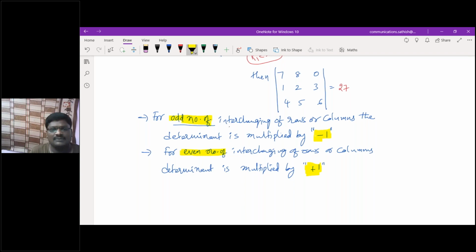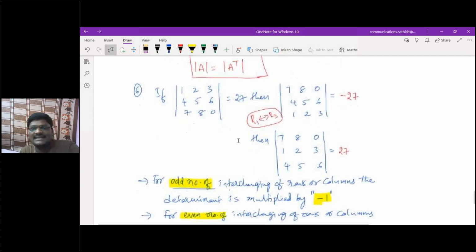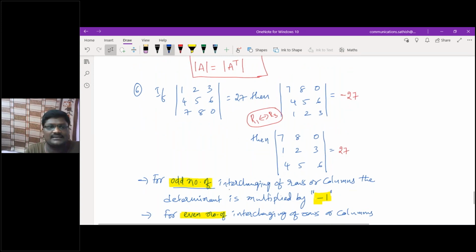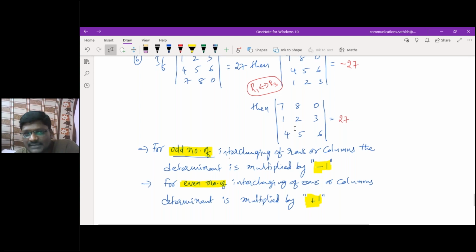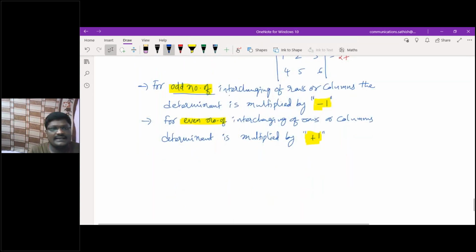Understood? These are all problems. They won't ask you with a theoretical approach. They will give you the matrix, like this one with entries 1, 2, 3, 4, 5, 6, 7, 8, 0, and ask how many zeros. They won't ask whether it is multiplied by minus 1. They will simply give you the matrix, and based upon that they will ask you the question. Got my point clearly? Is there any doubt, ma? Clear now?